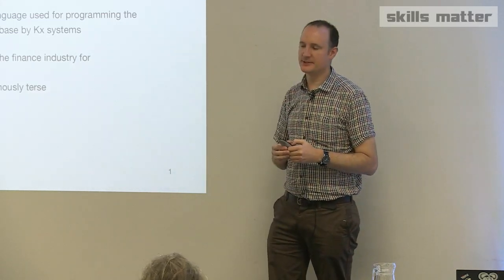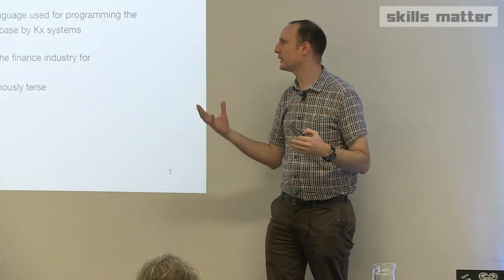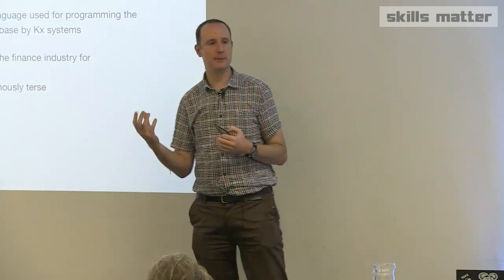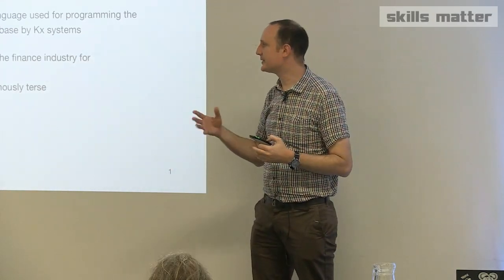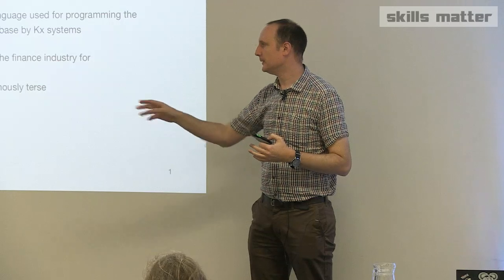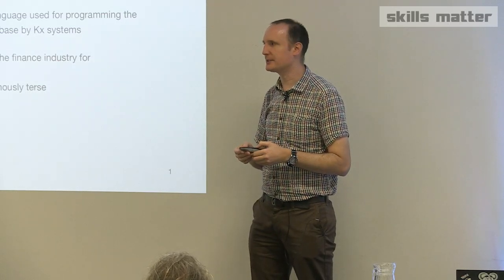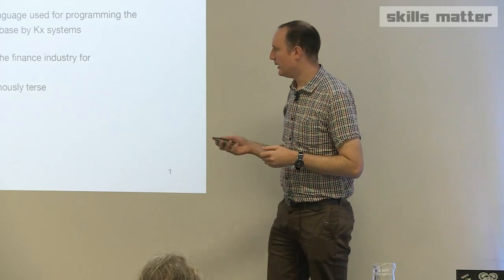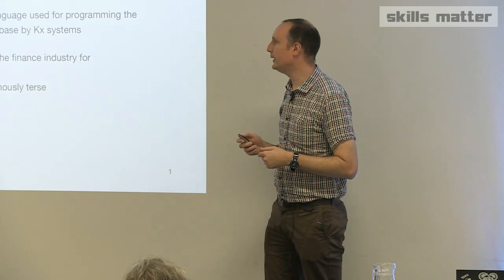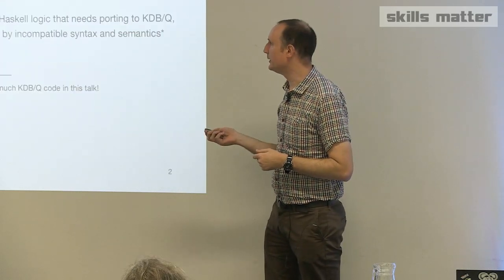Q is syntactic sugar on something called K. That's why it's called KDB, because the database itself is written in K. K is descended from APL and other things, and there are variants like A+ used at Morgan Stanley. And so Q is what we'll be targeting in this talk.